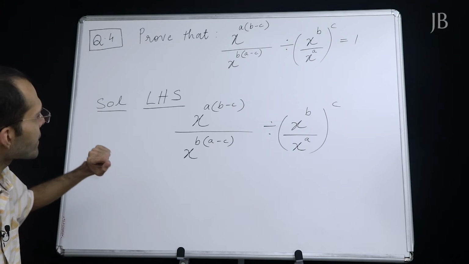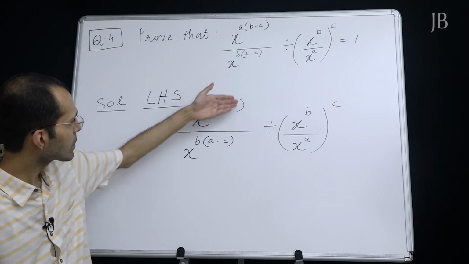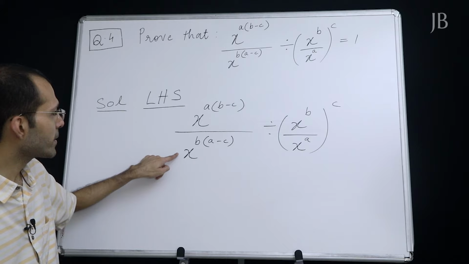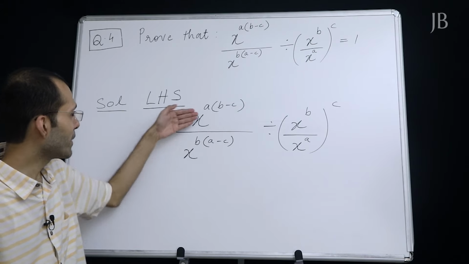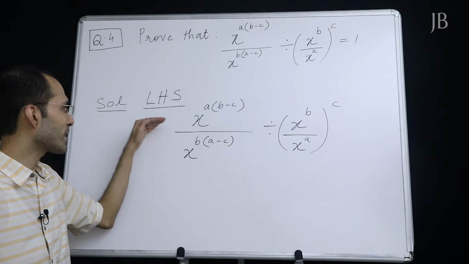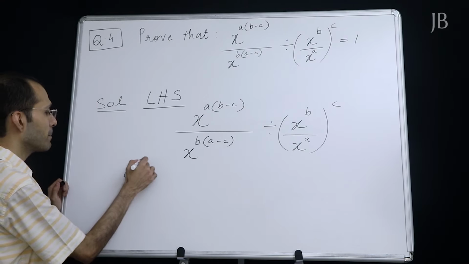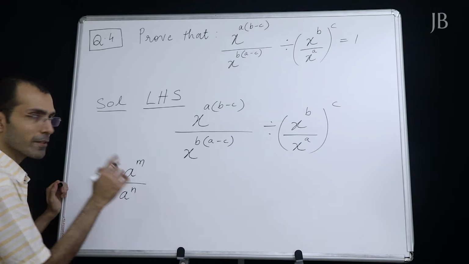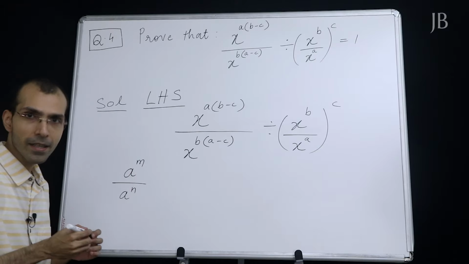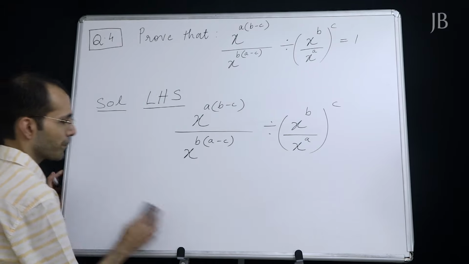Now, I feel like opening this bracket, ab minus ac, because see, here there is one base, here there is one base. Same base, joined by a division sign. So which law can come? a raised to m divided by a raised to n. Yes, bases are same, so powers can be subtracted. So I feel that should be used here.